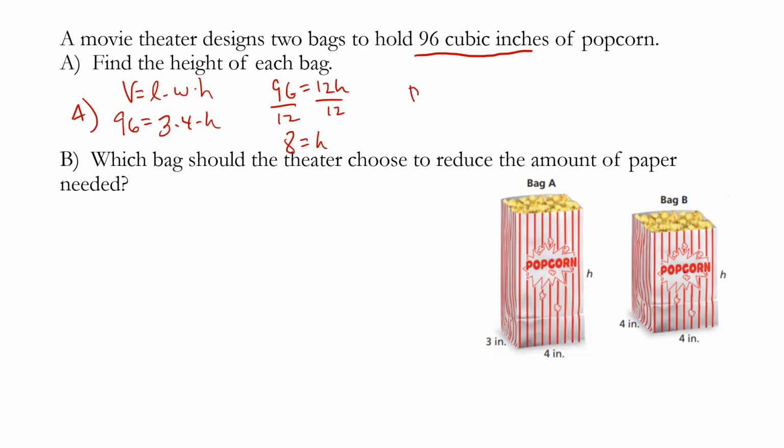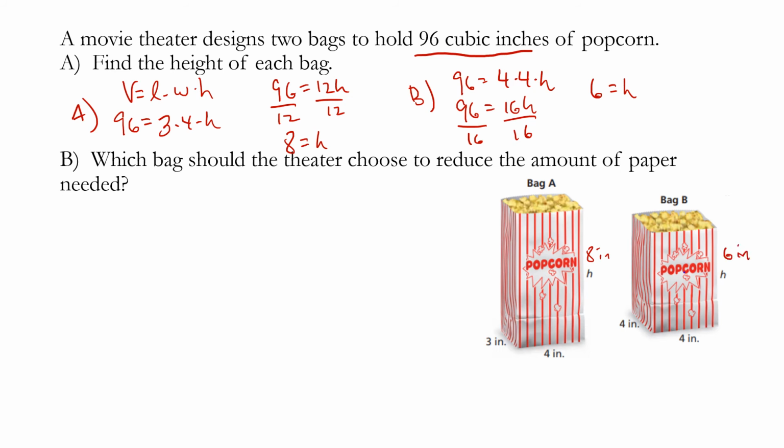So now for bag B, we do the same thing. 96 equals, now it's 4 times 4 times h. And that's 96 equals 16h. And 96 over 16, we get 6. So now we know that this height is 8 inches. We know that this height is 6 inches.